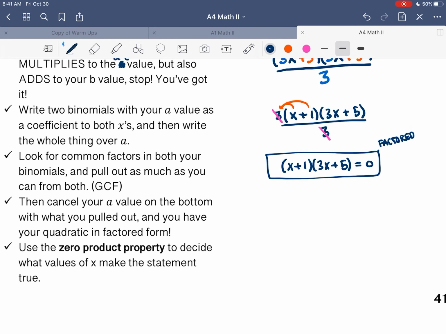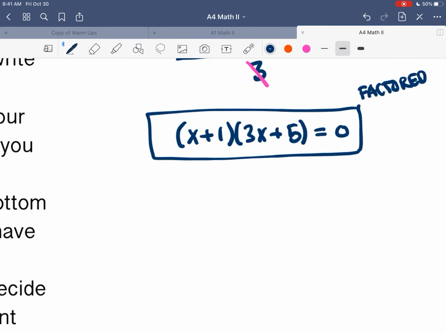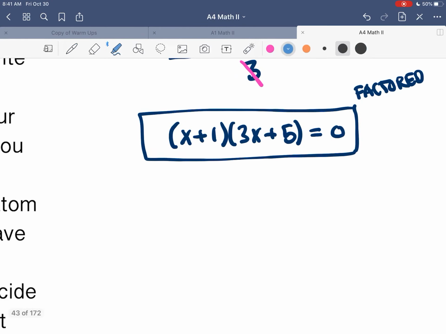So that's good news. We're going to keep going because remember that this is not just to find factored form, it's to find x-intercepts. So the rest of this is ultra similar to what we did before. We are just using the zero product property because we have two things multiplied to make 0.